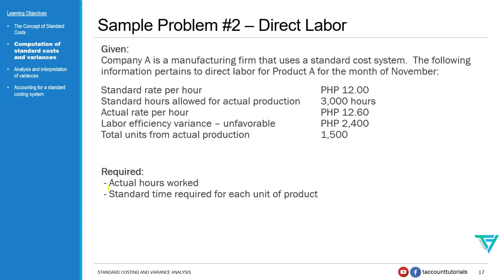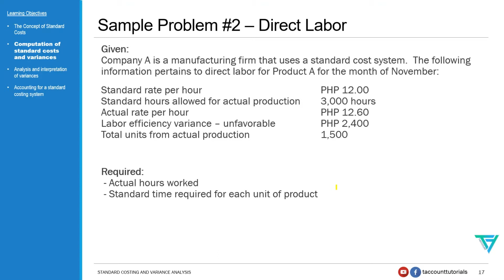What is required for us is actual hours worked and the standard time required for each unit of product, right? So in answering problems, I would suggest that the student focus first on what is required. So for this particular problem, there are two aspects which are required. First is the actual hours worked, and the standard time required for each unit of product.